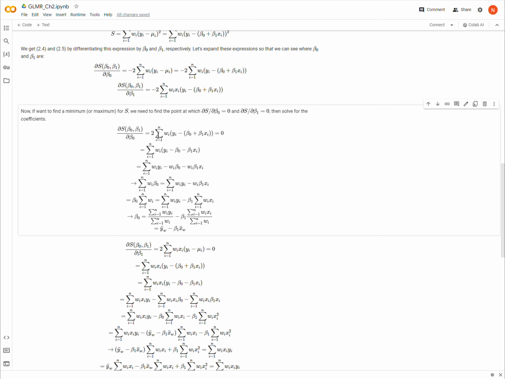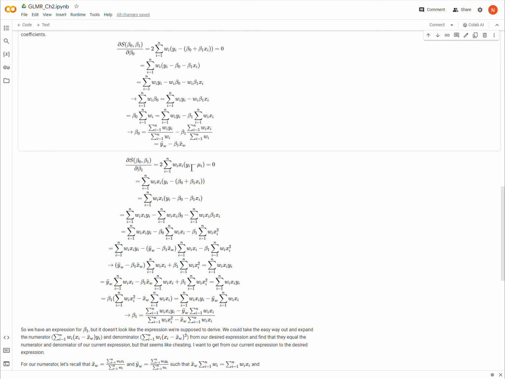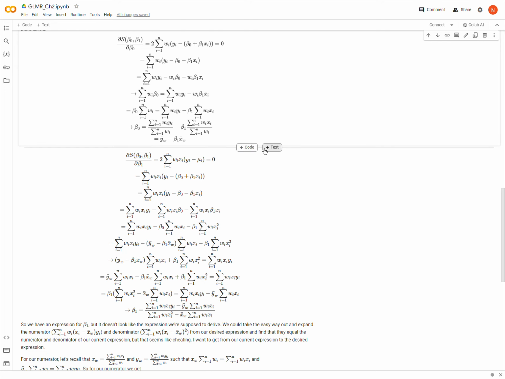I don't know that I'll go through this, but basically all I'm doing is expanding everything, right? I'm distributing sums and distributing y's until we get to an expression where beta naught equals the weighted mean of y, which is this, minus beta 1 times the weighted mean of x. And that gives us this. That's the expression that we're trying to find. So you can go through the math for yourself. Now the second one is actually pretty tricky up to a point.